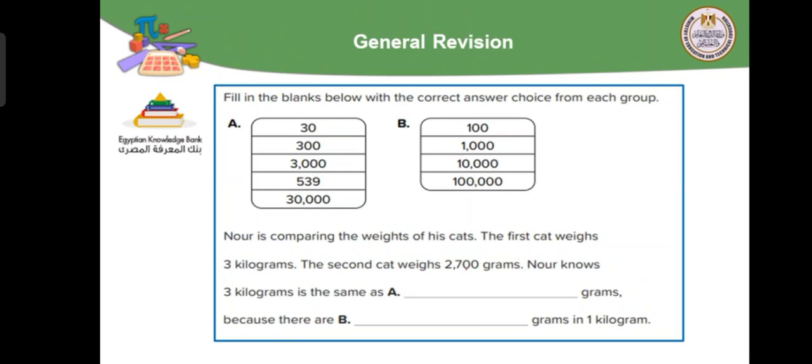Noor knows 3 kilograms is the same as what? 3,000 grams. 1 kilogram is 1,000 grams. So 3 kilograms will be 3 times 1,000. Don't forget, 1 kilogram is 1,000 grams. Then, how many grams are in 1 kilogram? Excellent. 1,000.